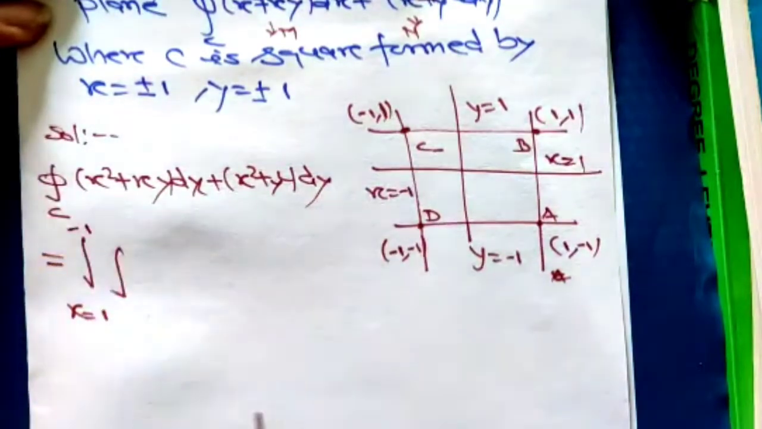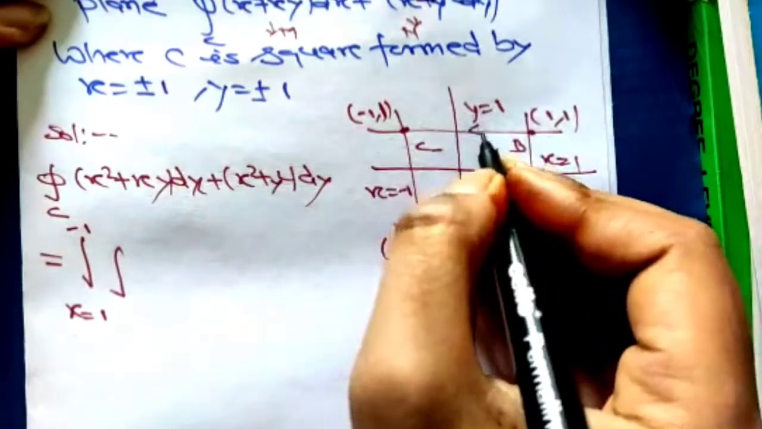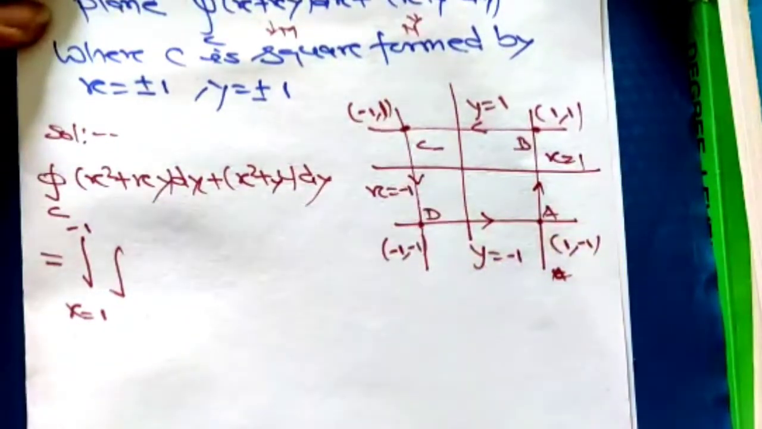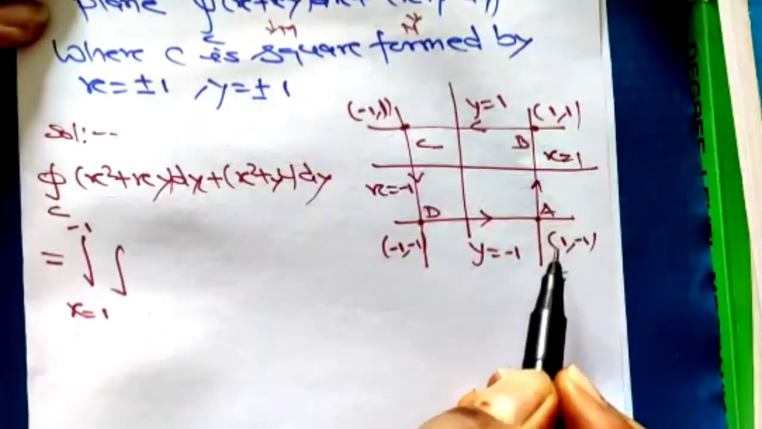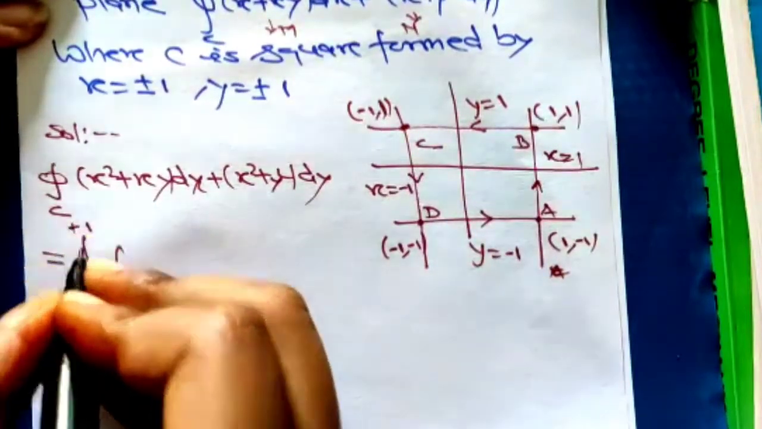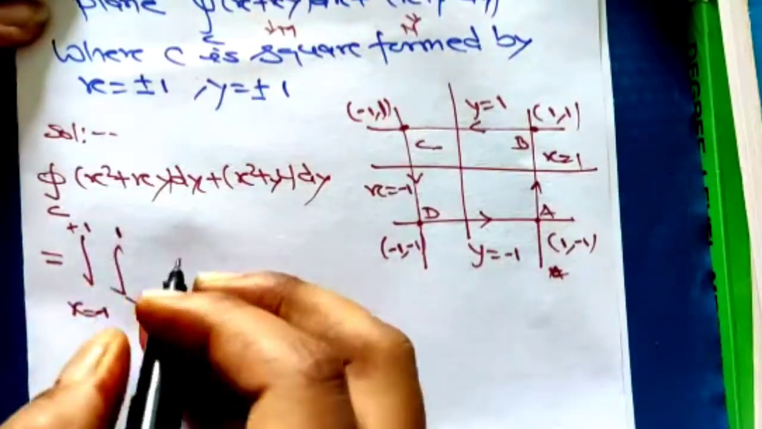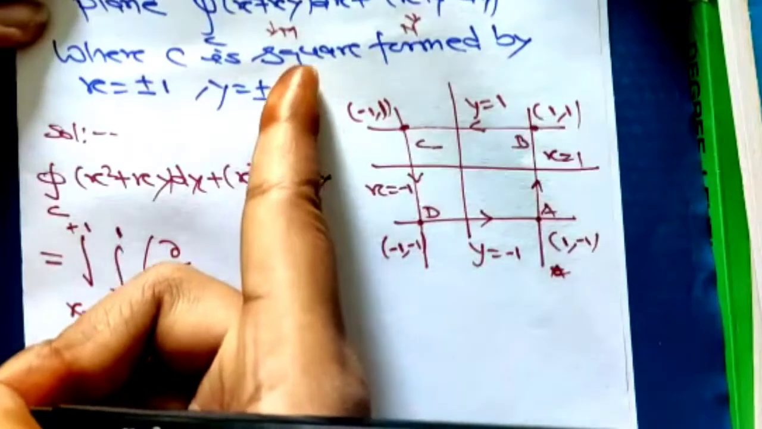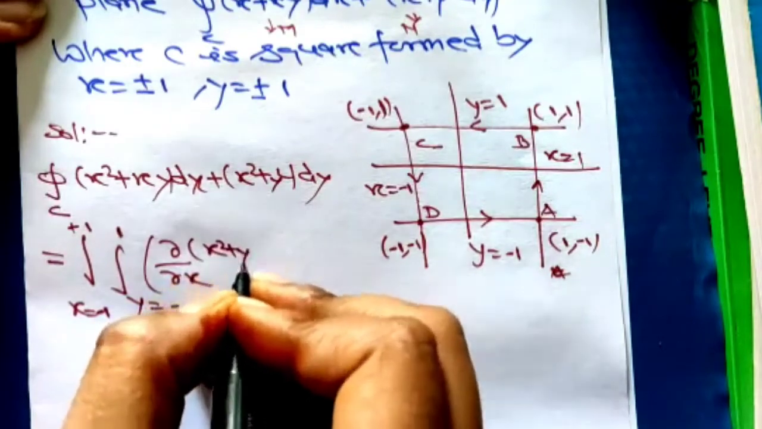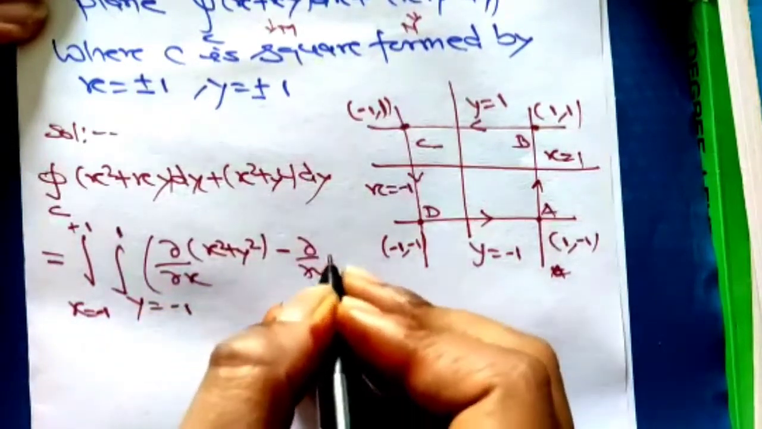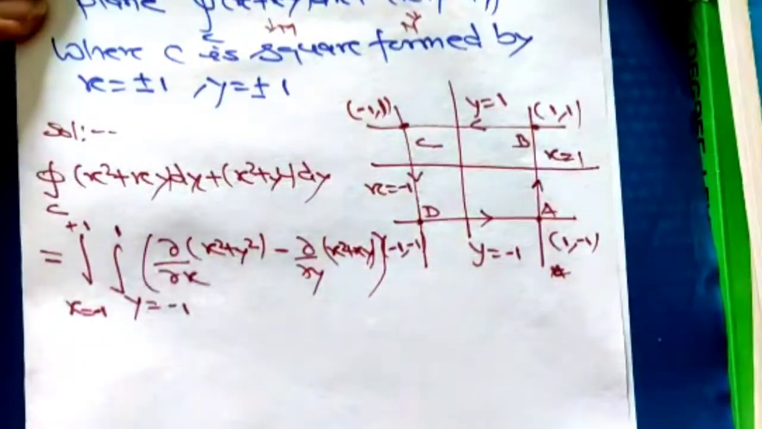Here we are going to take the direction as anti-clockwise. It was already discussed in the Green's theorem video. So we have taken the limit of x from -1 to 1, and y from -1 to 1. Then we have to put the value of del N upon del x, that is x square plus y square, minus del upon del y of x square plus xy. Solve it.